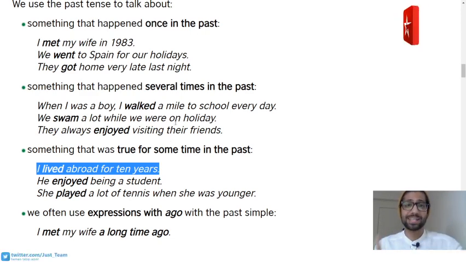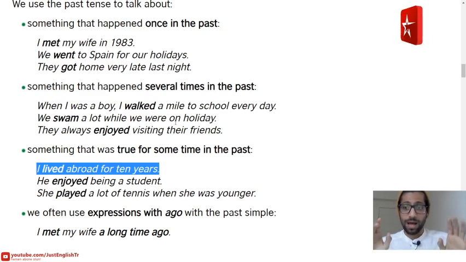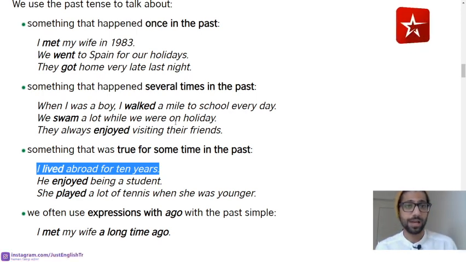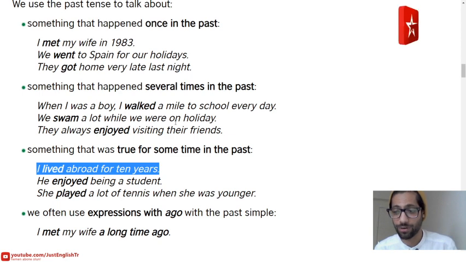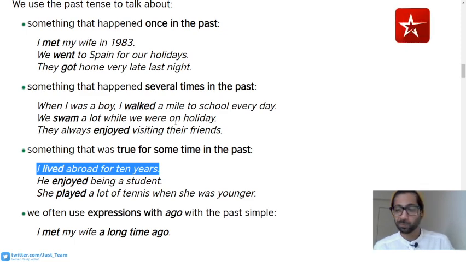So if we do exercises, I want you to tell me which one we're talking about: once in the past, several times, true for some time, or expression with ago? I will put the screen up for one minute here. If you want to take a screenshot, after that we can do exercises, and I want you to tell me which situation we have in our exercise. So, one minute.